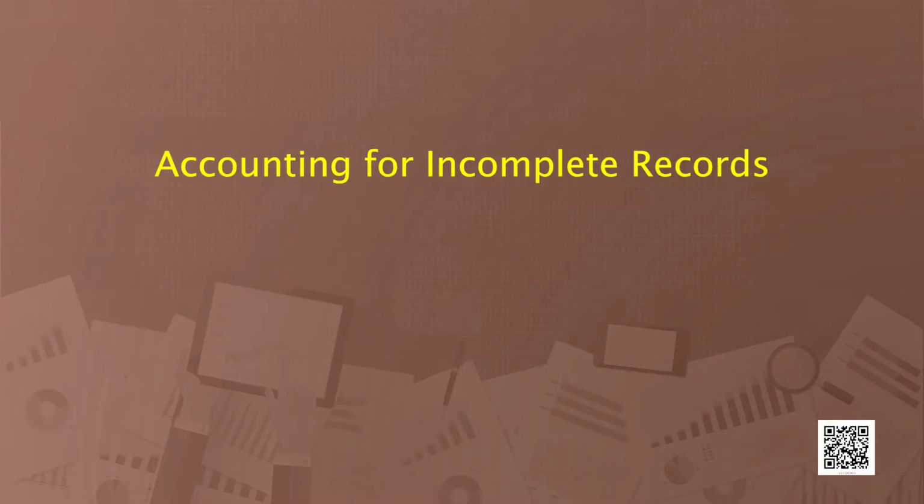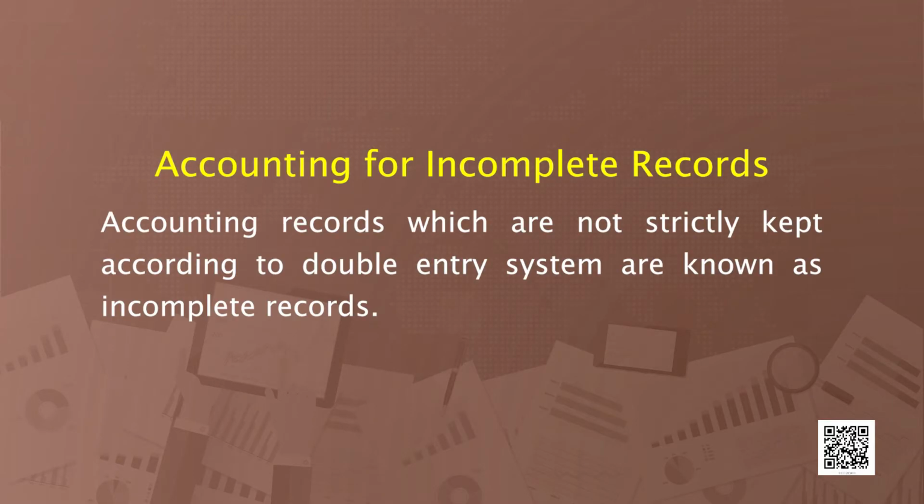Accounting for incomplete records. Accounting records which are not strictly kept according to double entry system are known as incomplete records. As the definition says, records which are not maintained on double entry basis are incomplete. Sometimes we call it single entry as well, but this is not the right name for such kind of system.